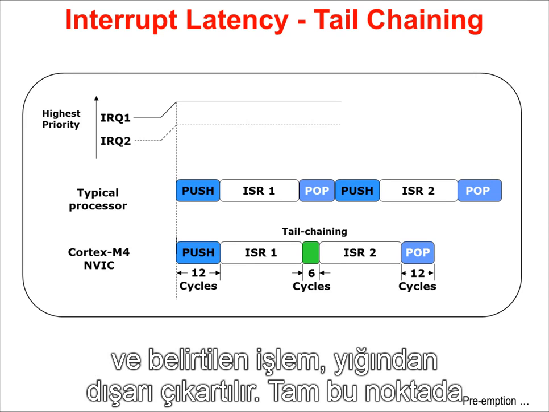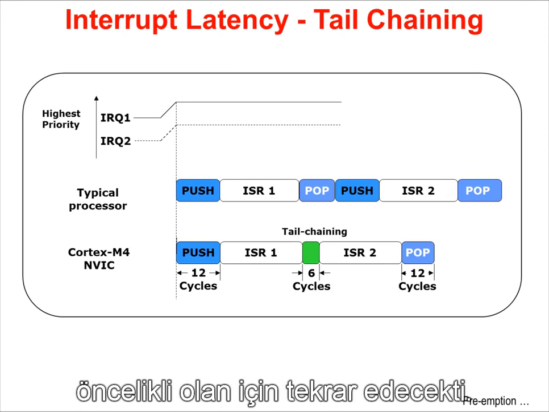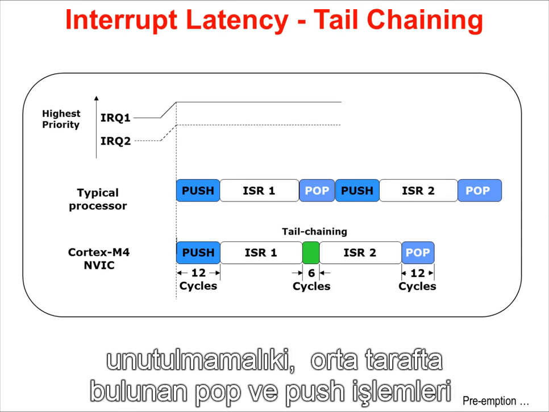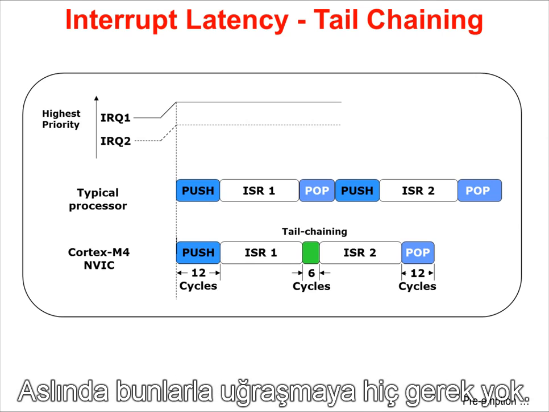At this point, the interrupt controller would detect that there was another interrupt pending and repeat the process for the lower priority interrupt. Note that the pop and push right in the middle are doing the exact same thing but in opposite directions. There's really no need to do those.